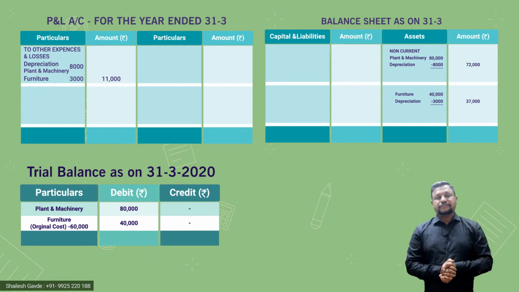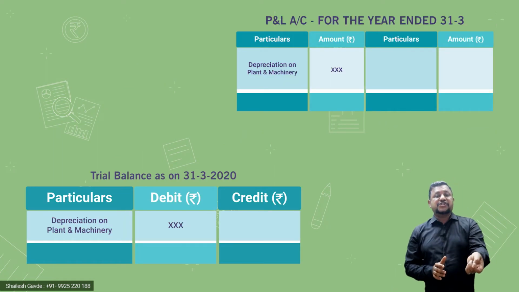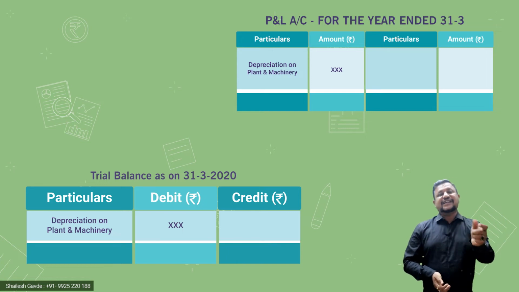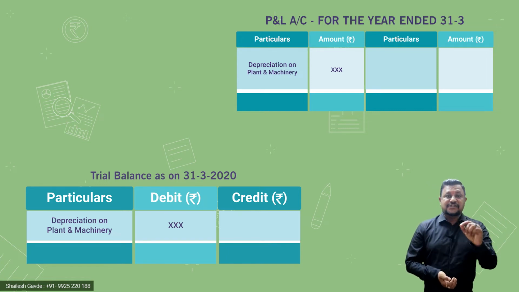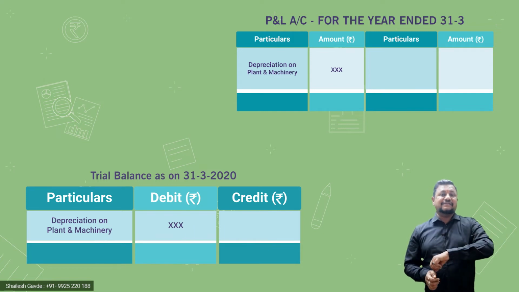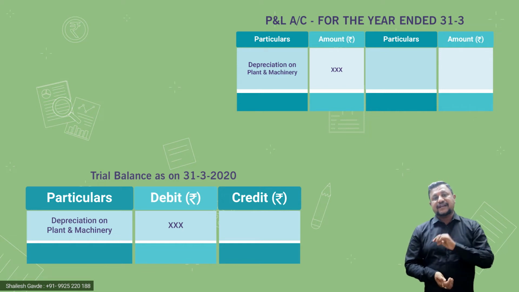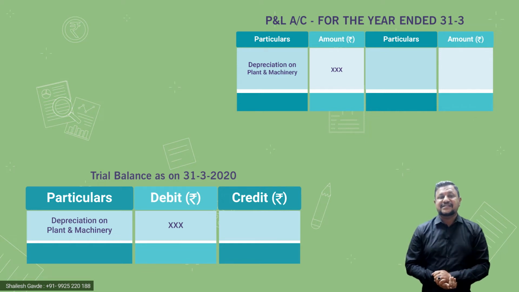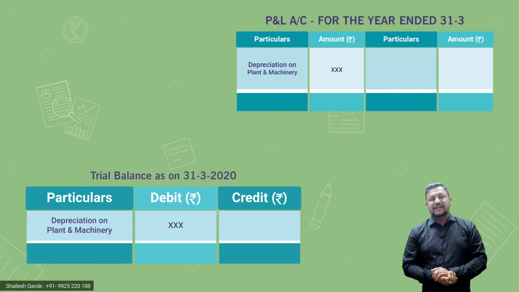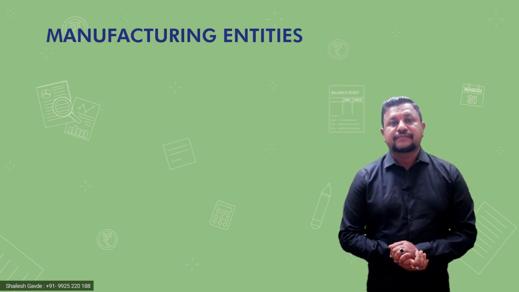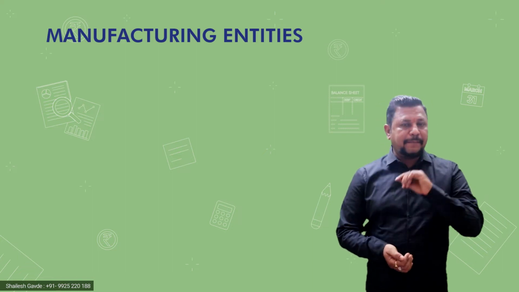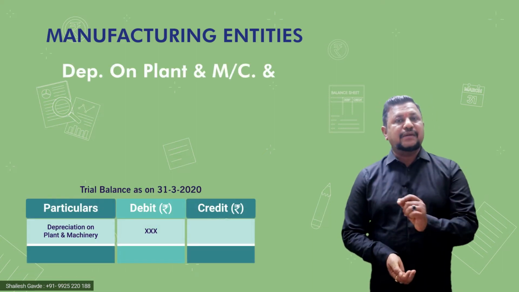Well, if in a question sometimes they give depreciation on assets directly in the trial balance, it is not given as an adjustment, but it is given directly in the trial balance. In that case, it has only one effect, and this depreciation on assets is posted in profit and loss account debit side.